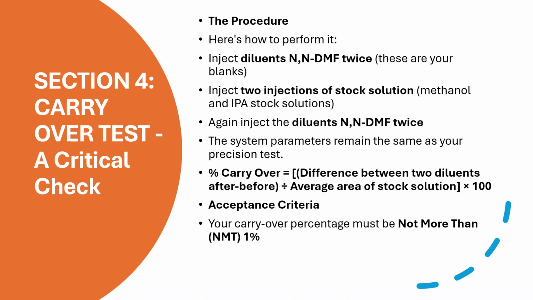After you've completed your system precision test, there's one more important evaluation, that is the carryover test. This ensures that high concentration samples aren't contaminating subsequent analysis. In this, you inject your DMF, that is the diluent, twice, and then you inject your stock solution, standard, twice, and then again you inject your diluent twice. Your carryover percentage should not be more than 1%.